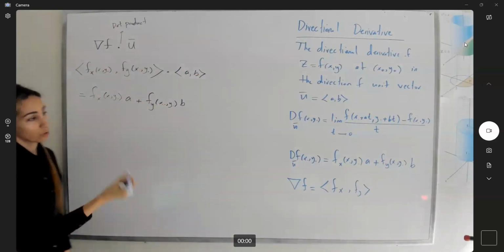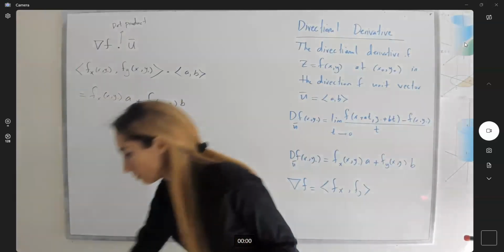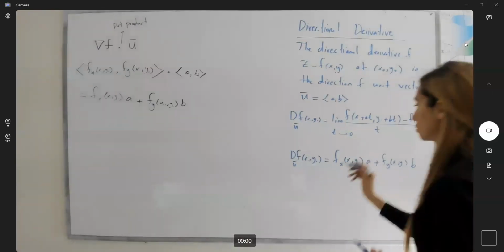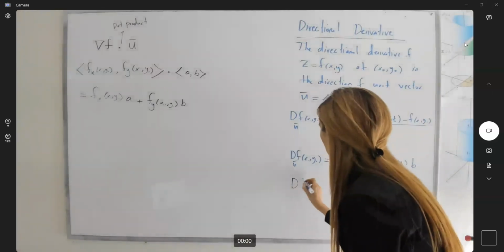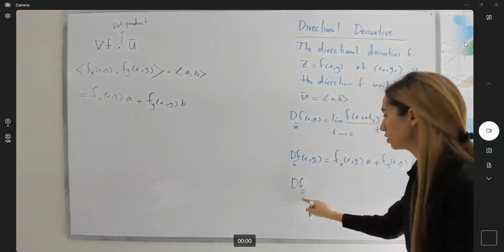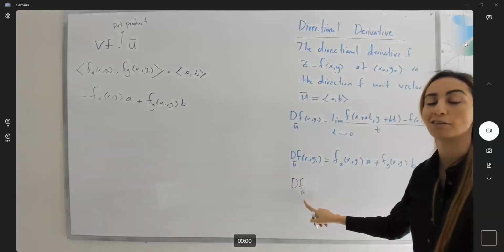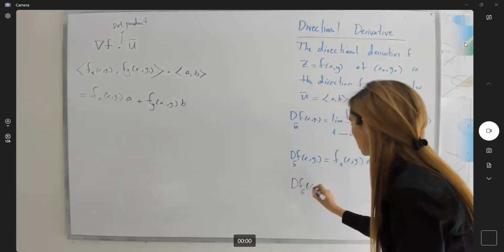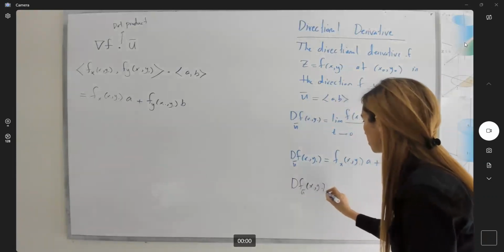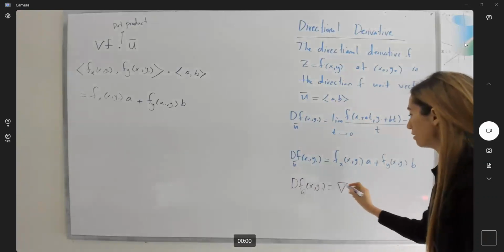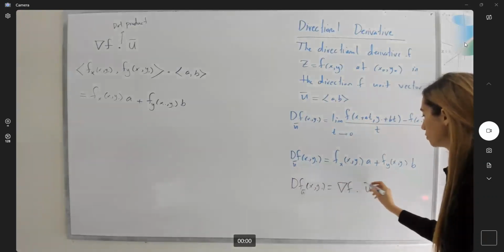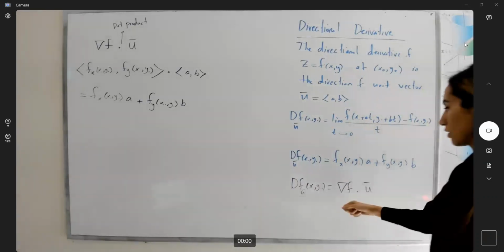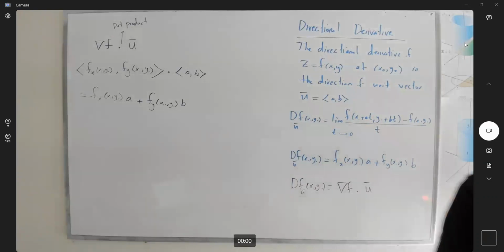So as you can see, we can rewrite the directional derivative using the gradient. So I can write this as the directional derivative of f in the direction of unit vector u. Guys, I'm emphasizing unit vector. If it's not a unit vector, you have to make it a unit vector. At x sub 0, y sub 0, it equals the gradient of f dot u. So that's the definition of the gradient.